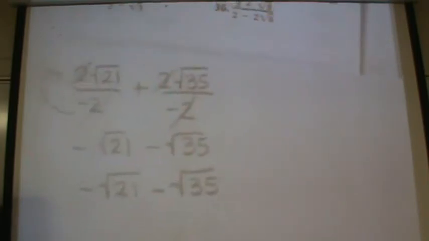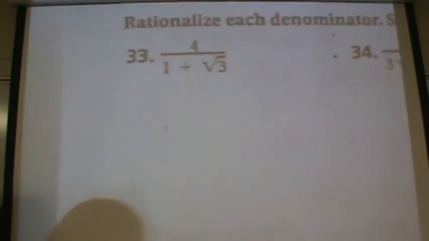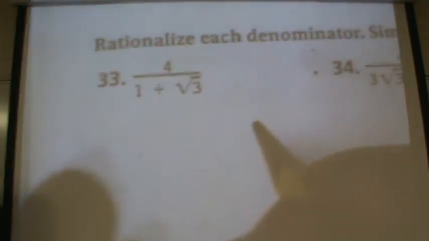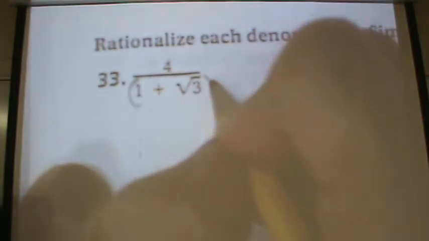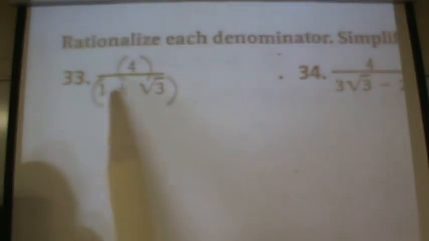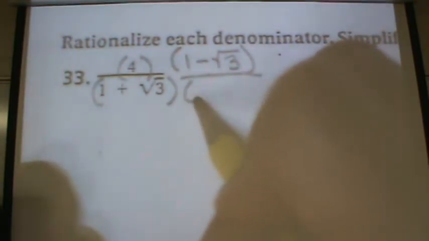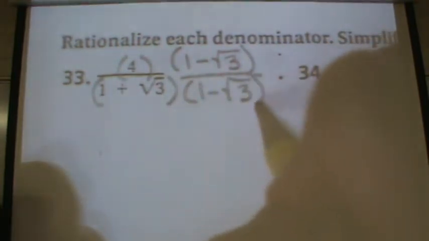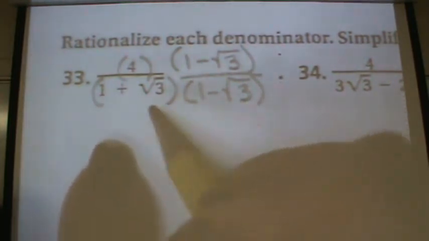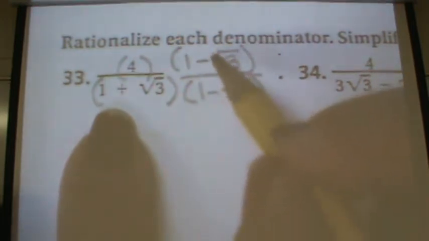Okay, let's do one more together. I'm going to let you work on these. Let's do 4 over 1 plus root 3. Can anyone tell me what the conjugate is? 1 minus the square root of 3. I want to see that on your paper. 1 minus root 3 over 1 minus square root of 3. Now, how do you figure it out? You take the opposite sign here, and these two have to match.